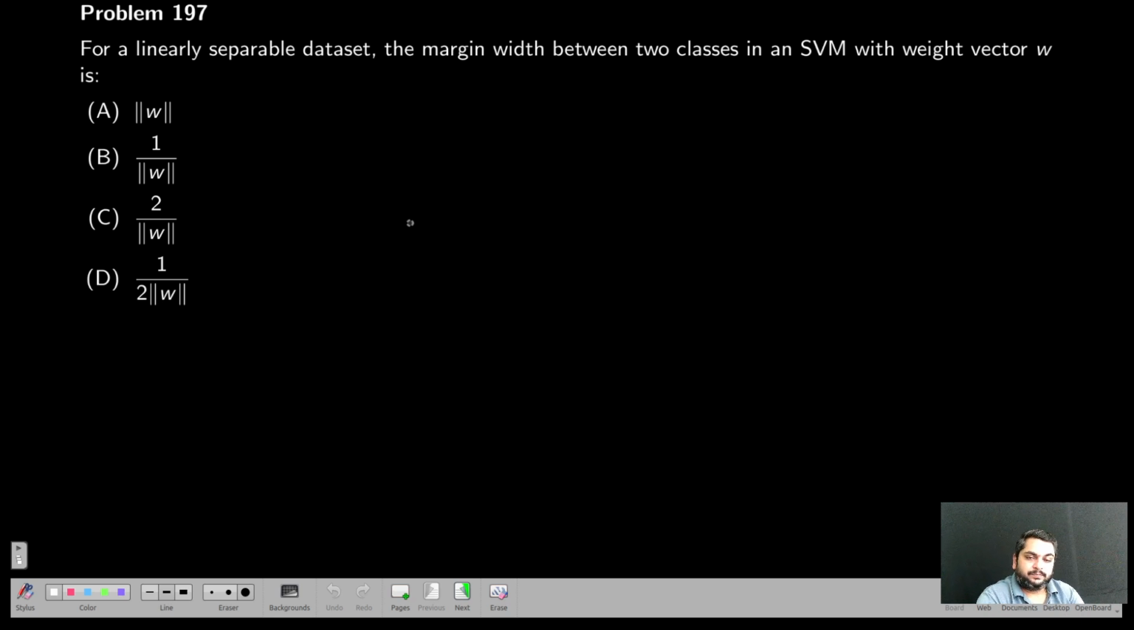To get XAML, we'll solve some practice problems on the concept of support vector machines.